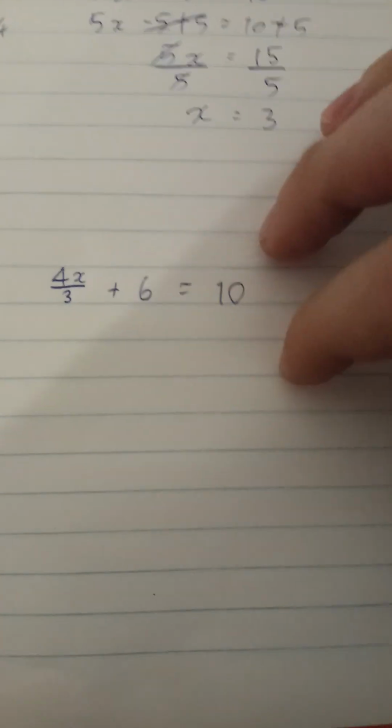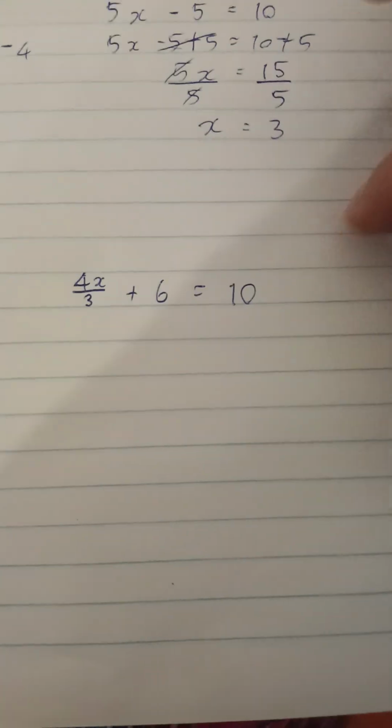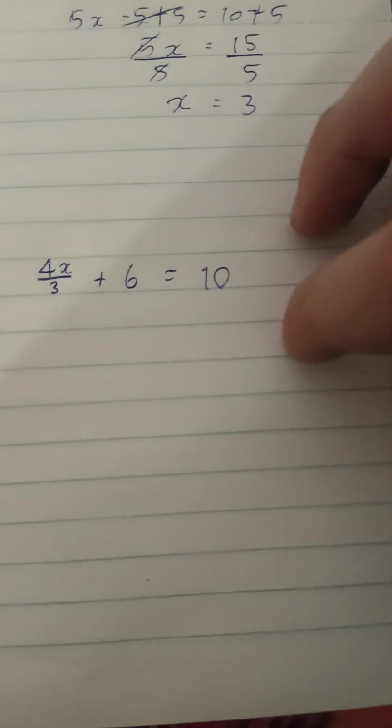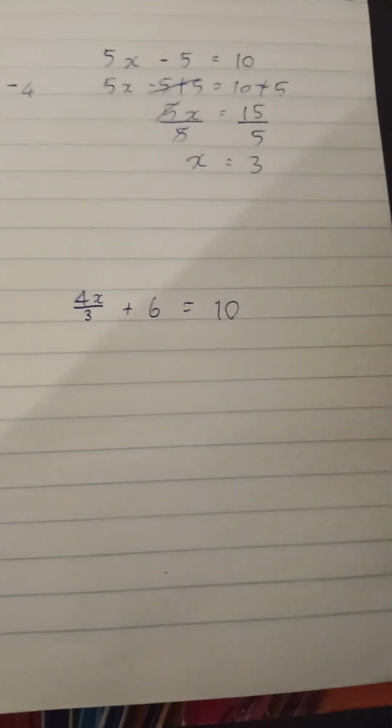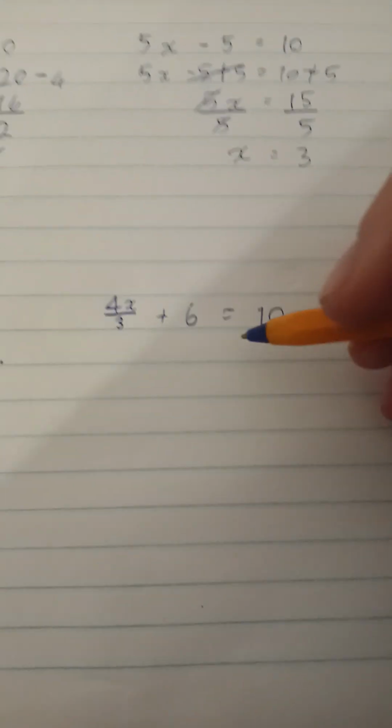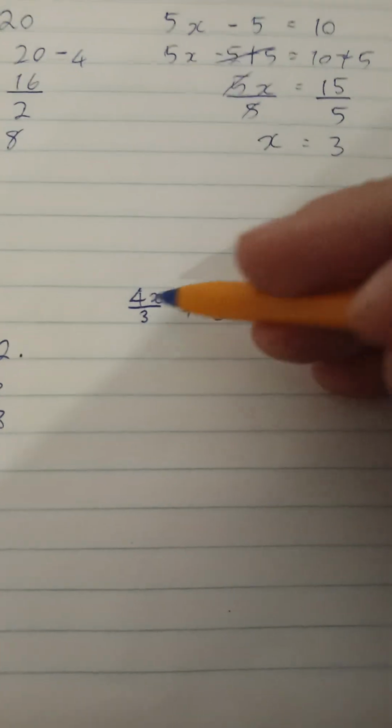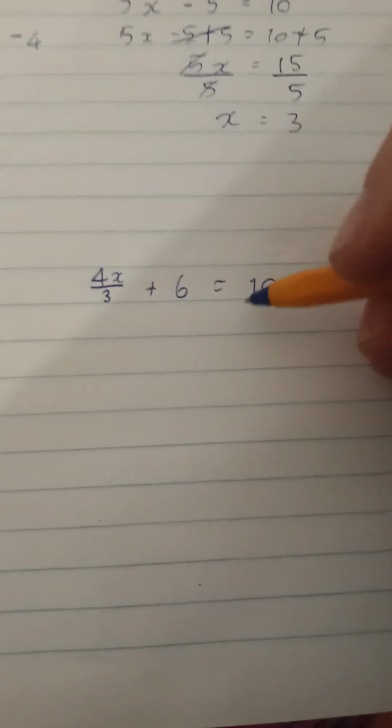Now let's do one more example, and then you can try other questions on your own. Try and make up your own math questions and then see if you can do it. I do recommend doing practice. Anyway, so we have 4x over 3 plus 6 is equal to 10.